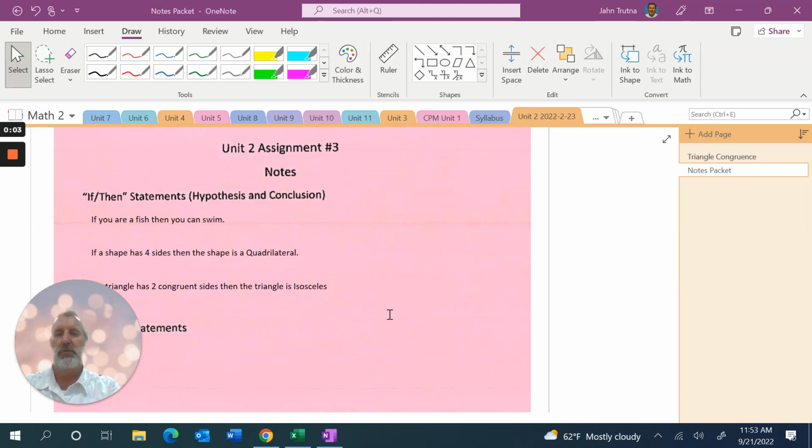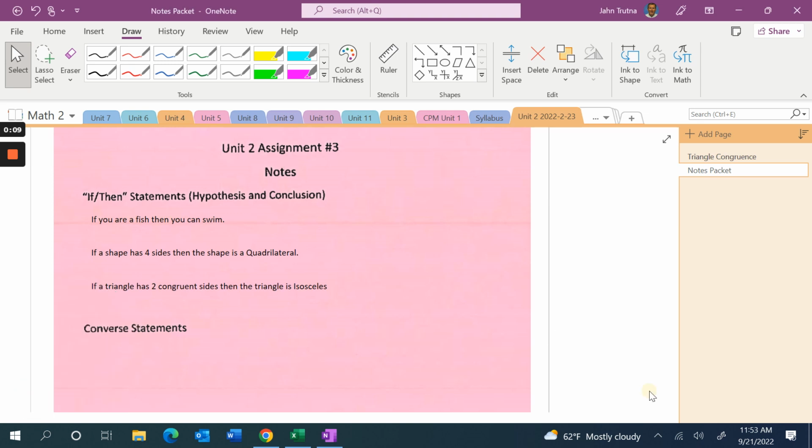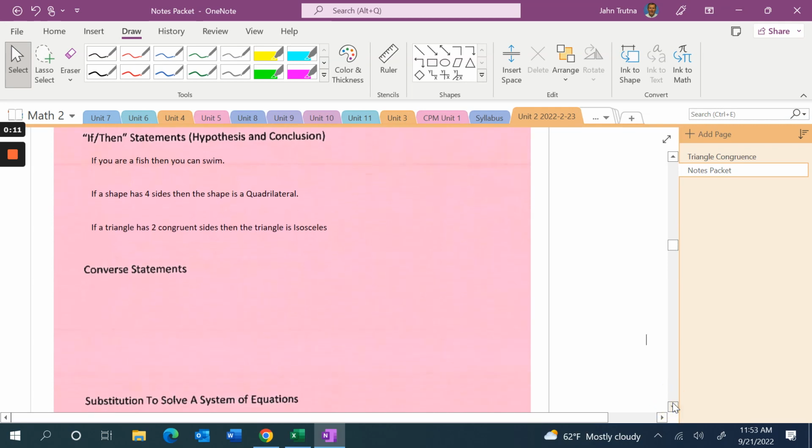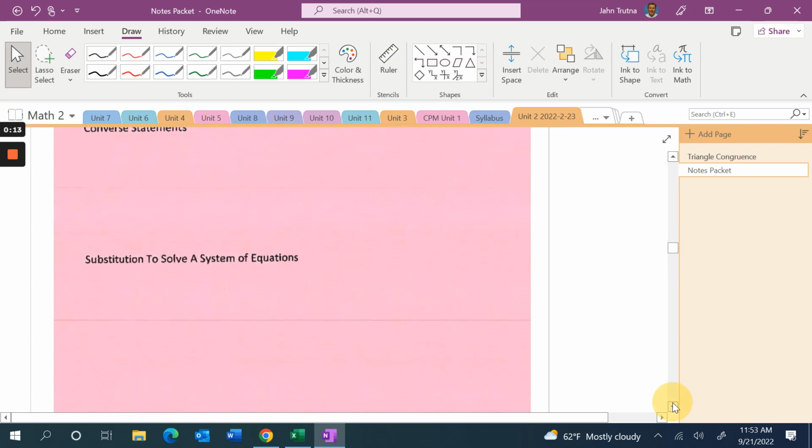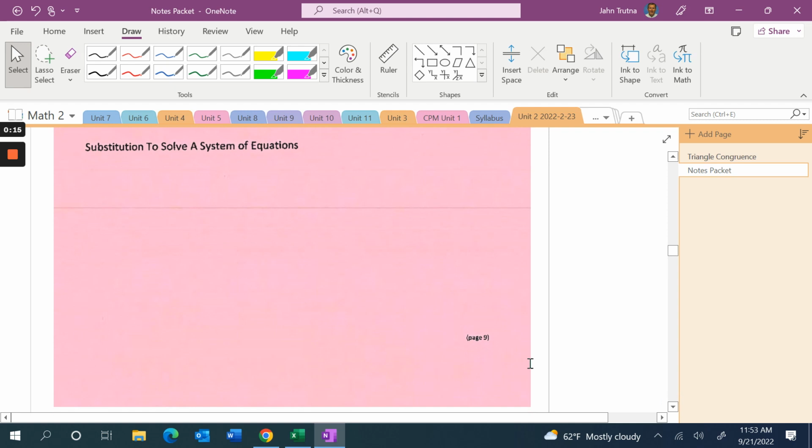Hey, Math 2 students, Unit 2, Assignment number 3, Notes, which, if you're following along and you're writing this down, and you should be, you can see that you are going to be in your packet on page 9.